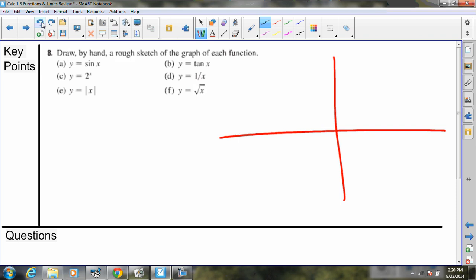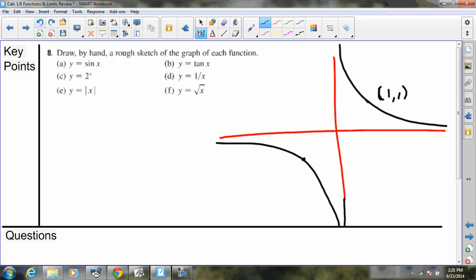Part D asks us to graph y equals 1 over x. Somewhat similar in that we have asymptotes, but it will look similar to this. It closes down on both the x and y axes, knowing that we have the point 1, 1, and we also have the point negative 1, negative 1. Another example of an odd function, because we could rotate this one around the origin.